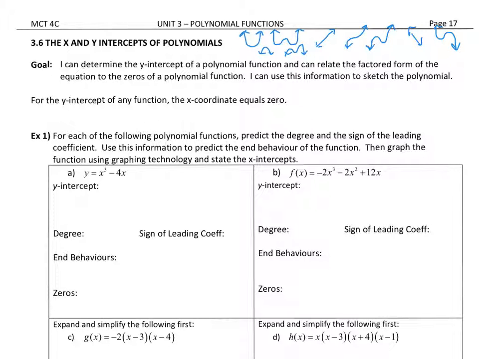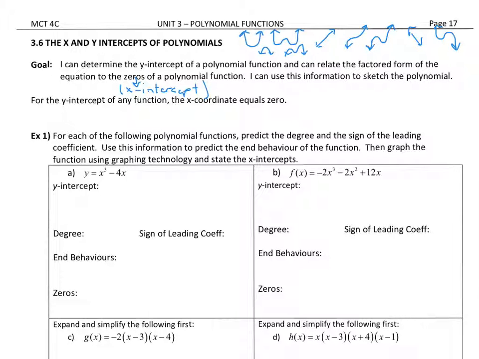Okay, so our goal here today is to determine the y-intercept of a polynomial function and to be able to relate the factored form of the equation to the zeros or x-intercepts of the polynomial function. So just remember that zeros means x-intercepts. Now, you can use that information to sketch graphs or to know what they will look like based on the information that you know from previous lessons as well.